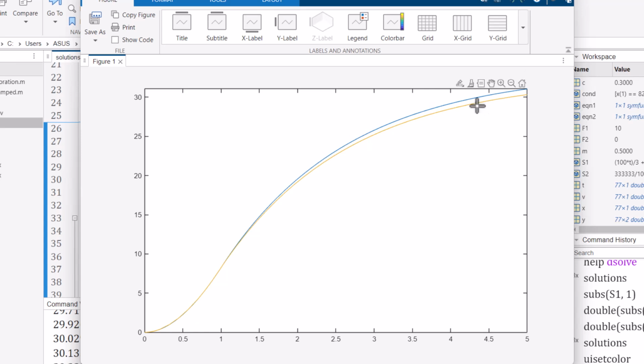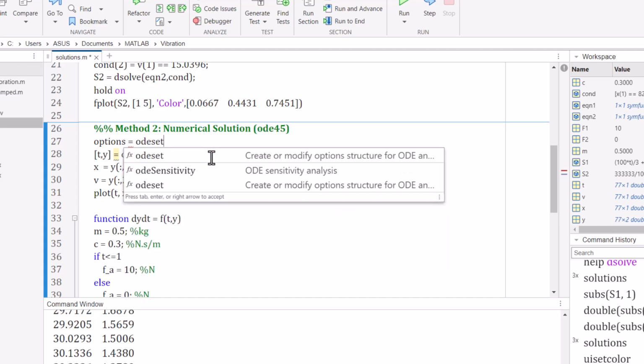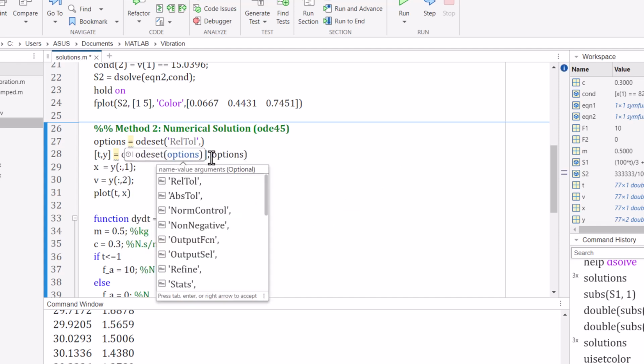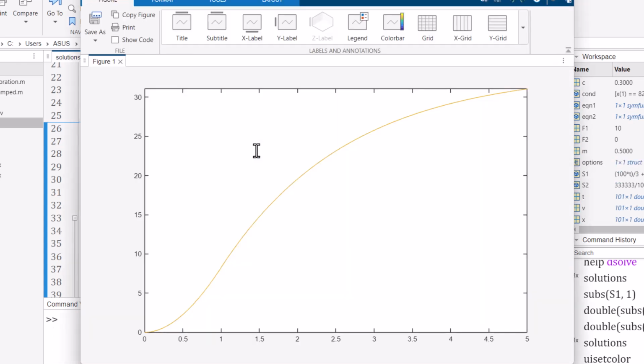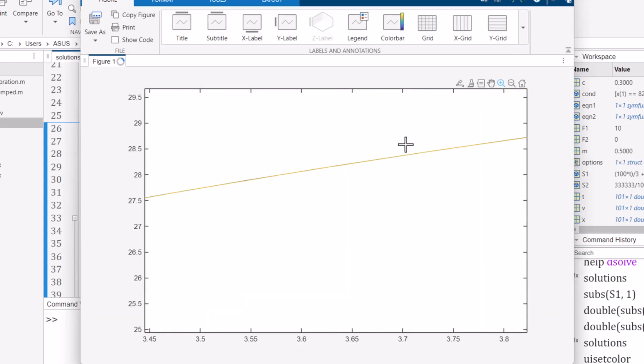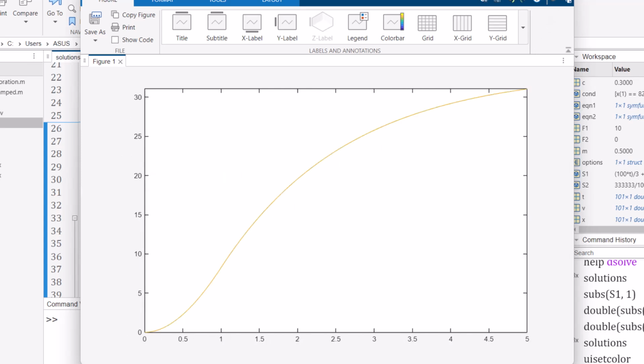And I can make the ODE45 command solve with more precision. I can add an options, and this options is going to take odeset, and I set the relative tolerance to be 1e negative 5. So it is going to make the solution much more precise. I press F5 and now you see they perfectly match. I have to zoom a lot until they deviate from each other.